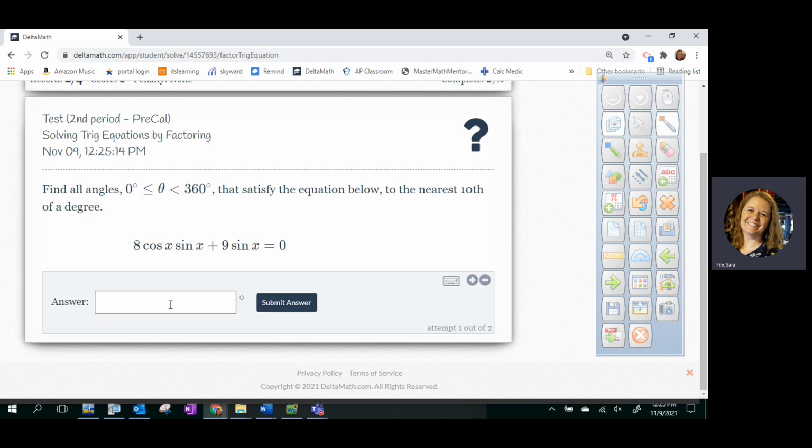Oh, to get multiple blanks? As soon as you type a comma, a new blank will appear. Yeah, when you have multiple answers, you just separate them with a comma on Delta Math.